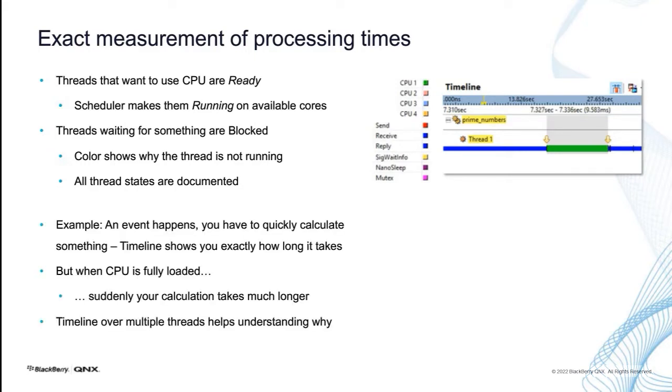Let's go for an example. Let's assume you have some kind of event happening, and when that happens, you have to quickly calculate something. I have simulated this. I have written a little program that is searching for the first 1,000 prime numbers. I start it, and I do a kernel log, and in the timeline, I can see exactly how long this takes. 9.5 milliseconds. Great.